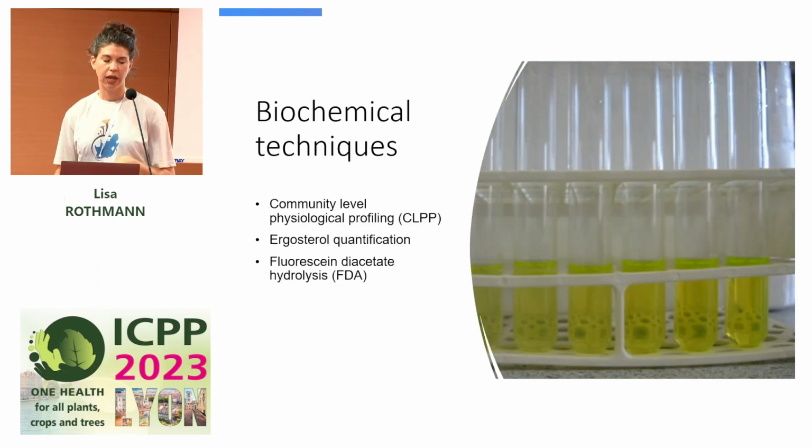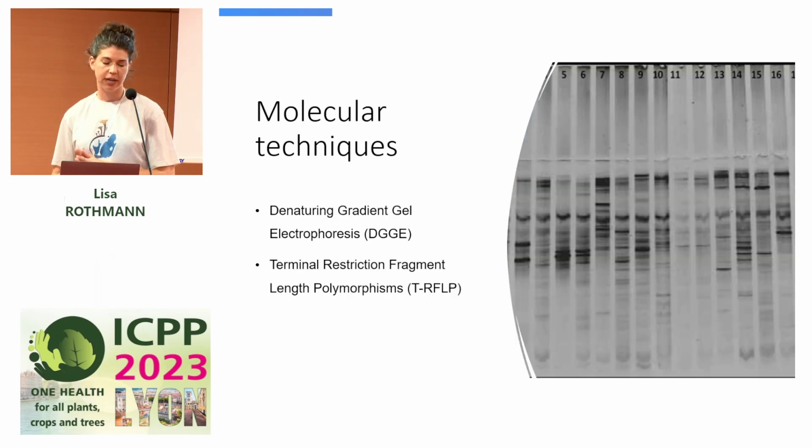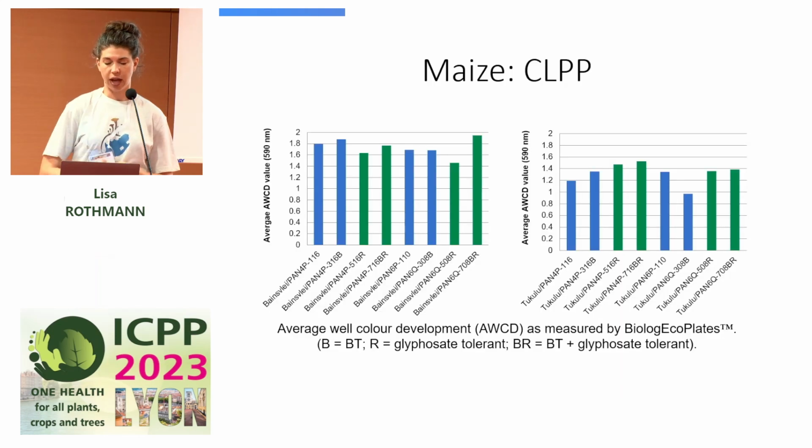Some of them may no longer be in use, depending on their popularity in the production regions. So they used different biochemical techniques to look at the microbial activity and the total fungal biomass, and they used some molecular techniques, DGGE and TRFLPs, to see how this all clusters with cultivars or soils. So let's have a look at what they found.